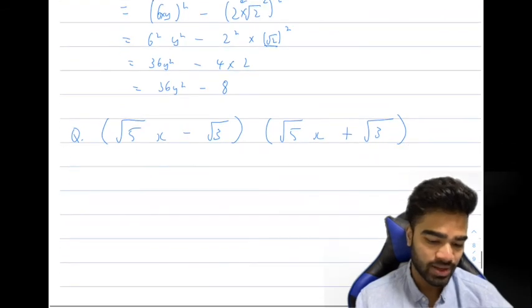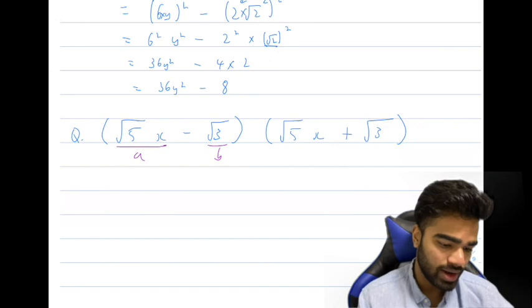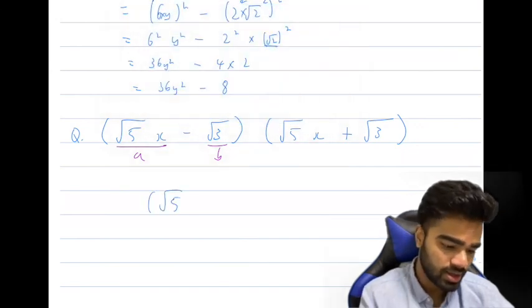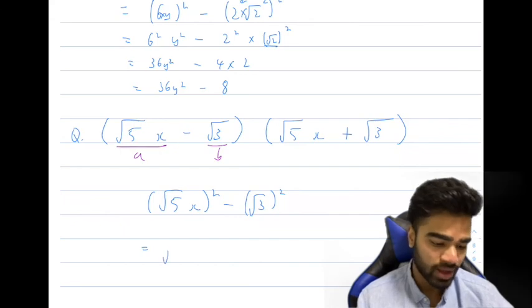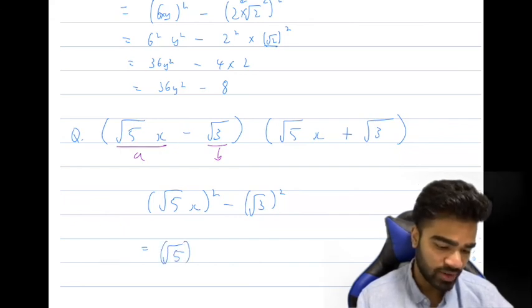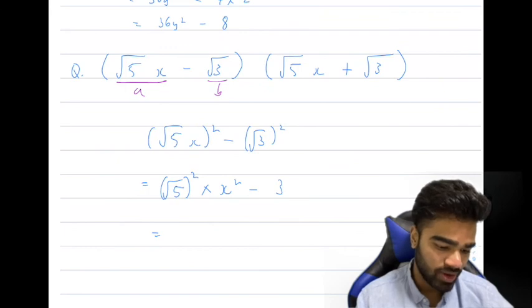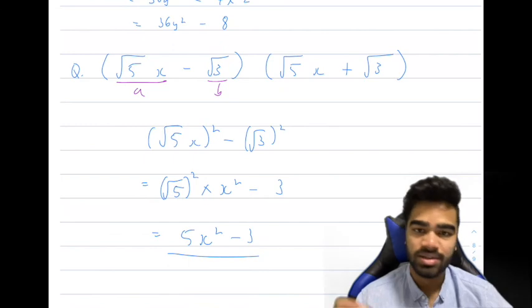You expand it. So last question, again, it's very similar. A minus b, a plus b. This is your a. This is your b. A squared minus b squared. So you have root 5x whole thing squared minus root 3 whole thing squared. So what are you left with? Because it's multiplying, you have to expand the square in. Root 5 squared times x squared minus root 3 squared. What's root 3 times root 3? It's just 3. Root 5 squared is root 5 times root 5, which is 5. So 5x squared minus 3. Final answer.